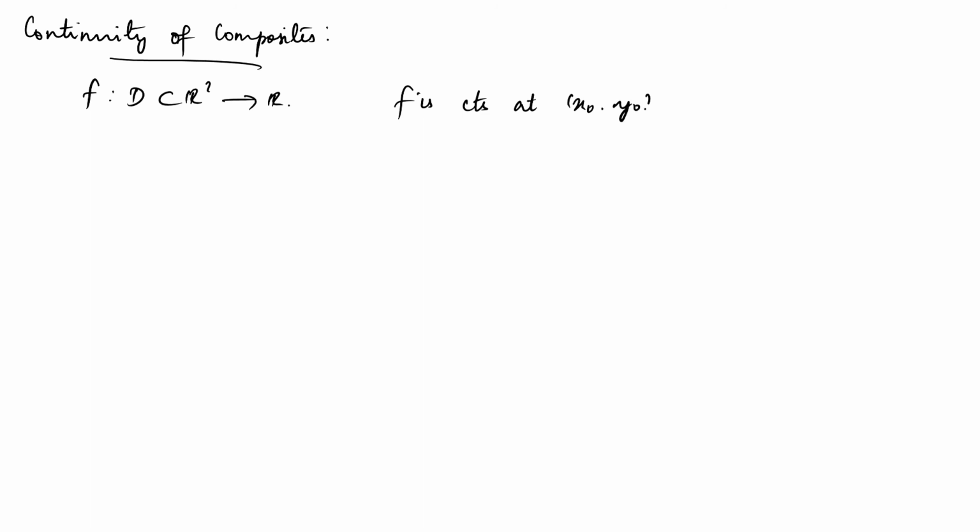So this is a very simple idea. I think I don't need to work much problems on it. If I explain the idea, you could get what I mean by this. Here you have a function that is defined from R2 to R, and assume that your f is continuous at (x naught, y naught).